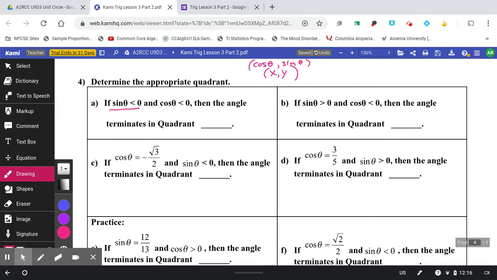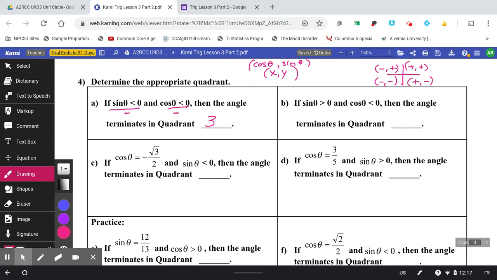Okay, it's less than 0, so that's negative. The cosine is also negative. Okay, so that means both the x and the y are negative. So remember, if you're looking here, you have positive, positive, and then you have negative, positive, two negatives, and then a positive, negative. All right. So in this quadrant, you have the double negatives. So that's going to be quadrant 3.